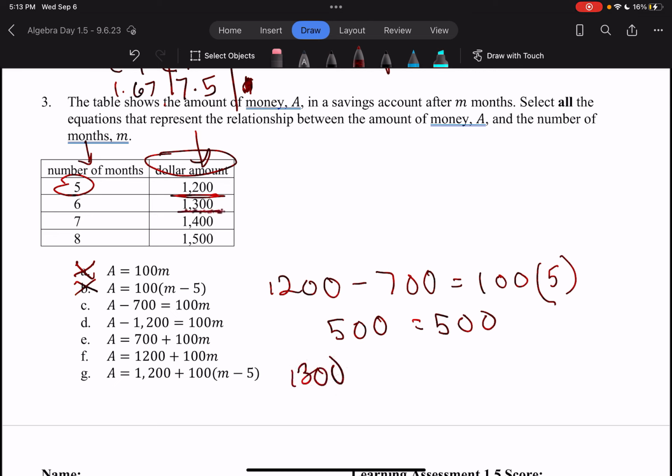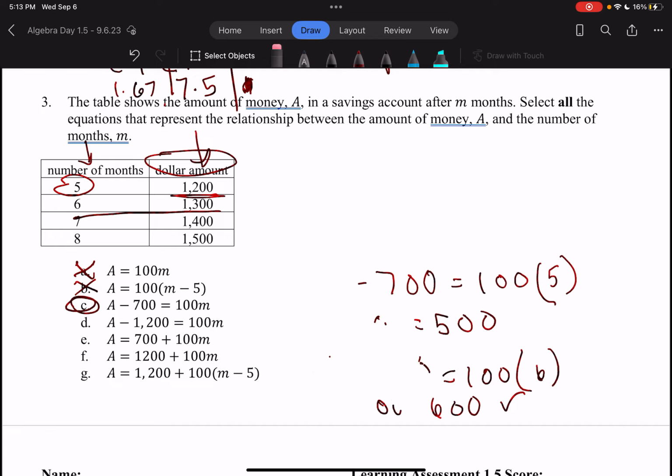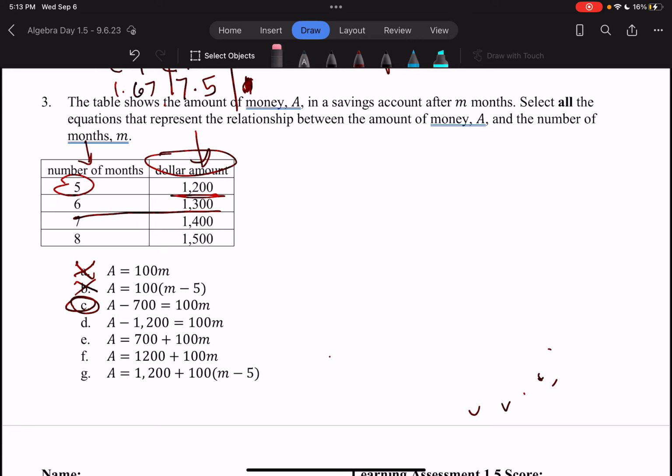1300, let's plug in the next row. Minus 700 equals 100 times 6. This would be, in fact, 600 equals 600. That looks like it checks out. C looks good. So I'm not going to go through each one because you are totally capable of doing that. All you're going to do is continue to plug in numbers from your chart and see if they work.